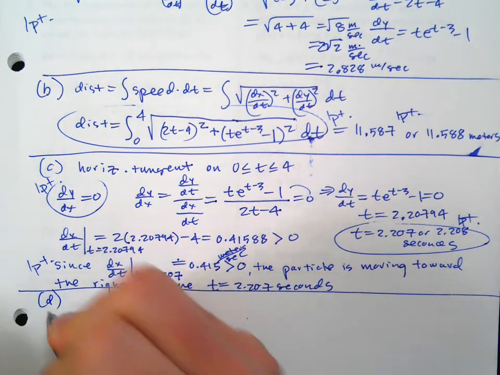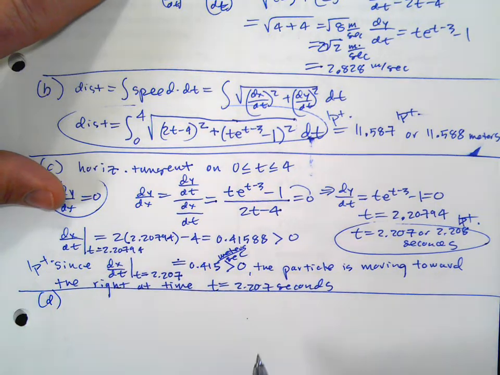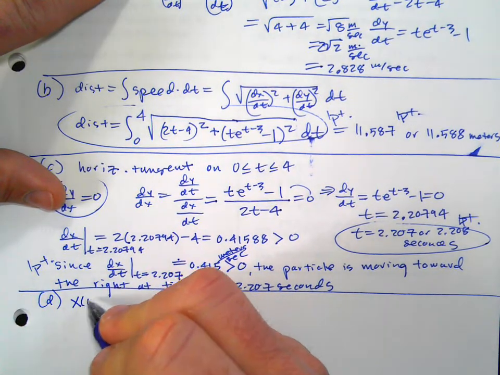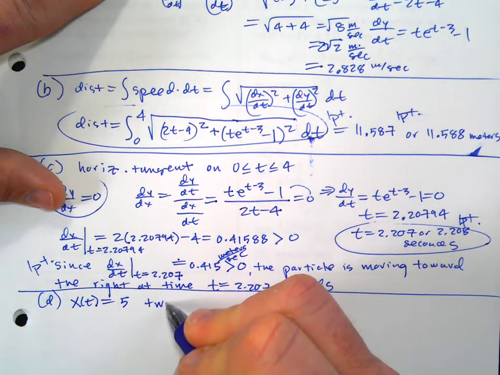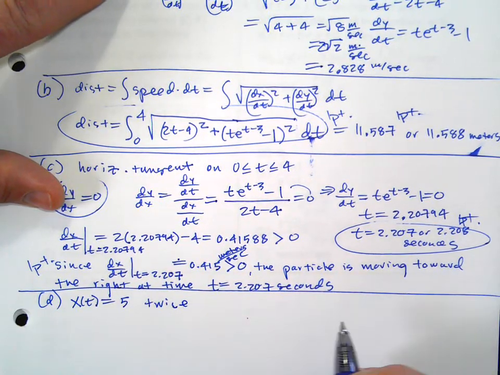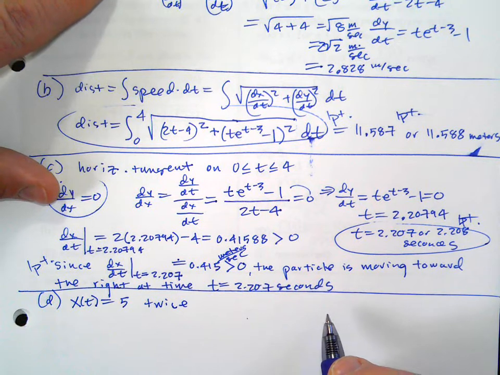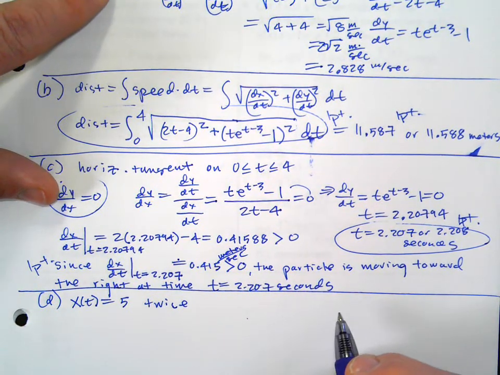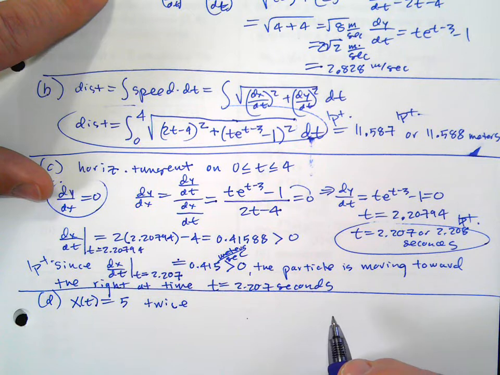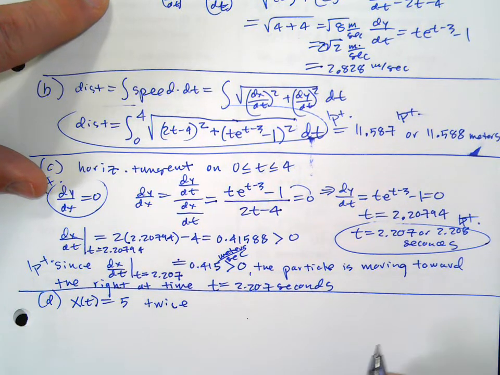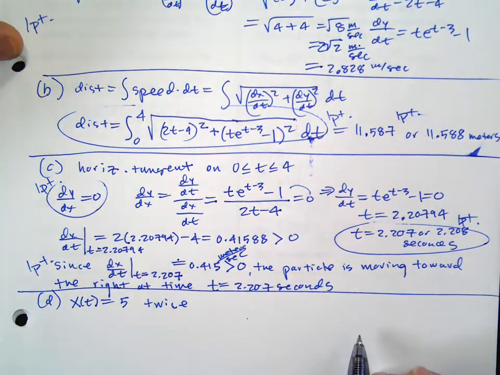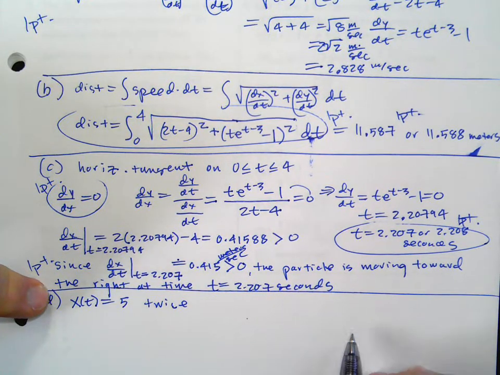Part D says there's a point with the x-coordinate 5 which the particle passes twice. So it says that it goes through x equals 5 twice. Find each of the following: the two values of t when that occurs, the slopes of the lines tangent to the particle's path at that point, and the y-coordinate of that point, given that y(2) equals 3 plus 1 over e. So the first thing to do is to figure out, well, where does it equal 5?